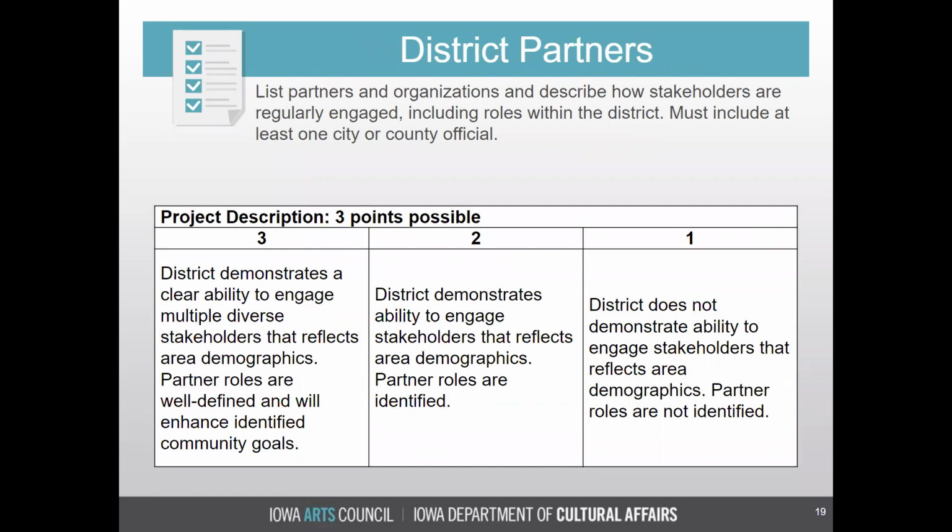The next section is district partners. This section covers the district partners and district's ability to engage stakeholders. Your response should include all of the partners and organizations who meet on a regular basis to discuss the status and future of the cultural and entertainment district. The partners must include at least one city or county official. A strong application will list many partners who are diverse and reflect the area's demographics.